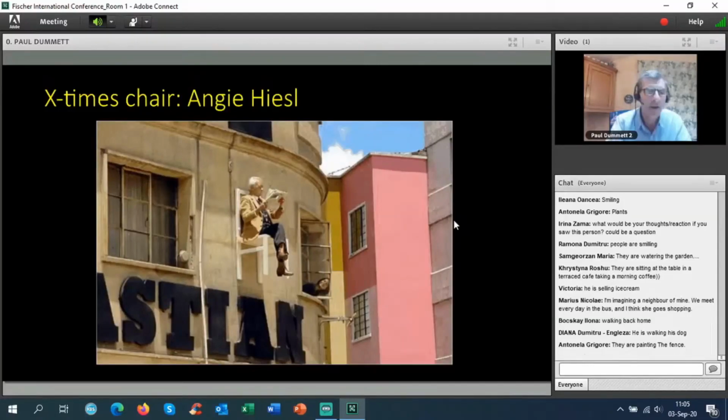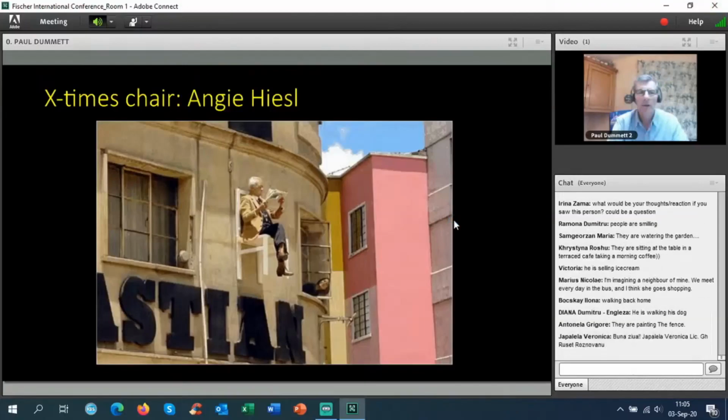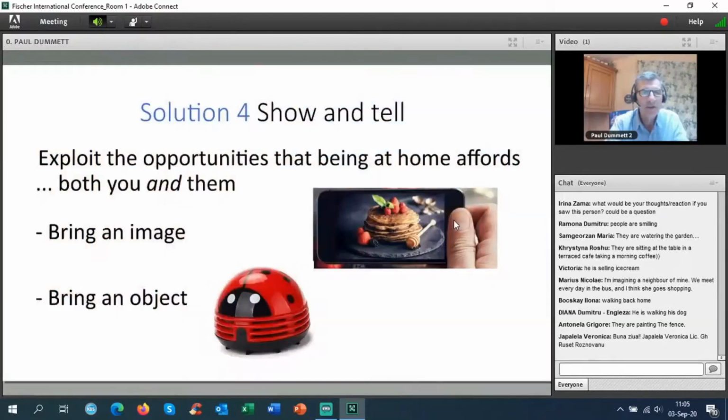Okay, so that was the idea of variety and of maintaining an element of surprise in a lesson. So not just going straight from the book all the time, but just sort of varying it a little bit with different types of activity. Someone walking a dog, someone painting a fence. Fantastic. So I'm just waiting for the next slide.